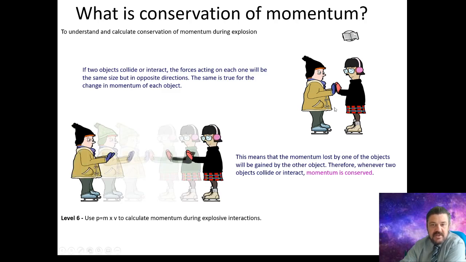So if we look at this in terms of ice skaters pushing away from each other, they both push away from each other with force, and they will both move on. Now, we're going to use the calculation P equals M times V, which is your momentum calculation, P being momentum, to calculate momentum during explosive interactions. That's what we're going to work on today, looking at different examples of how to use that formula and expand on it to prove the conservation of momentum.